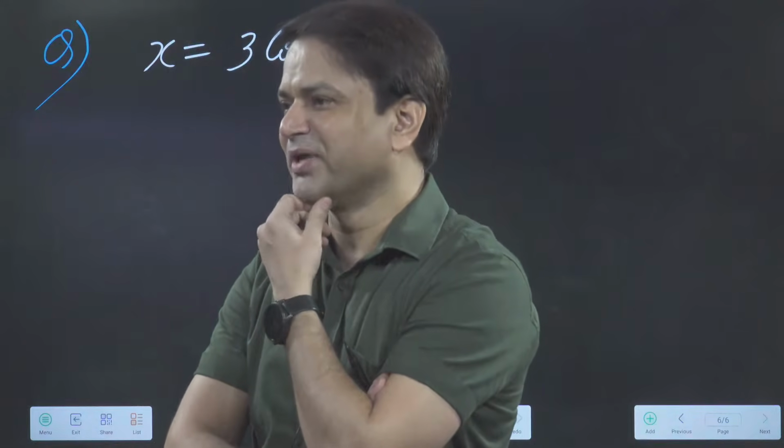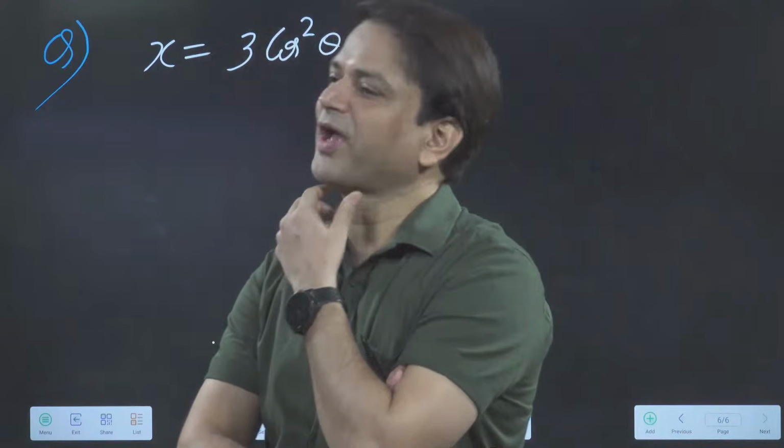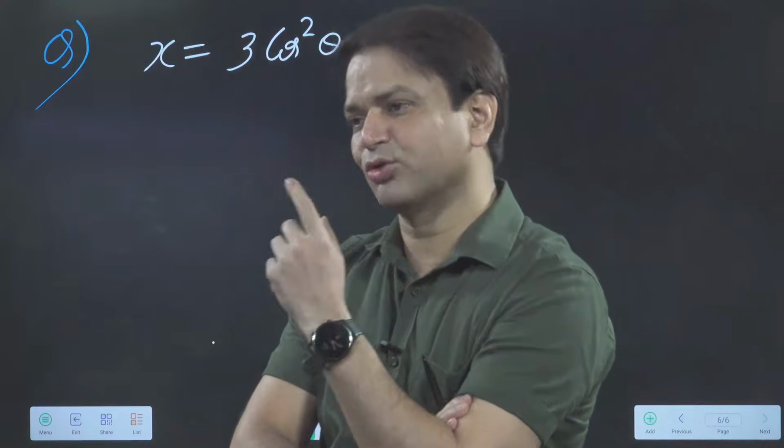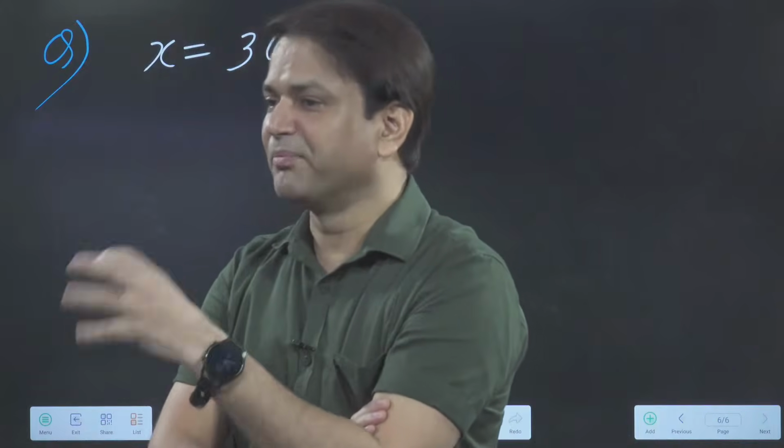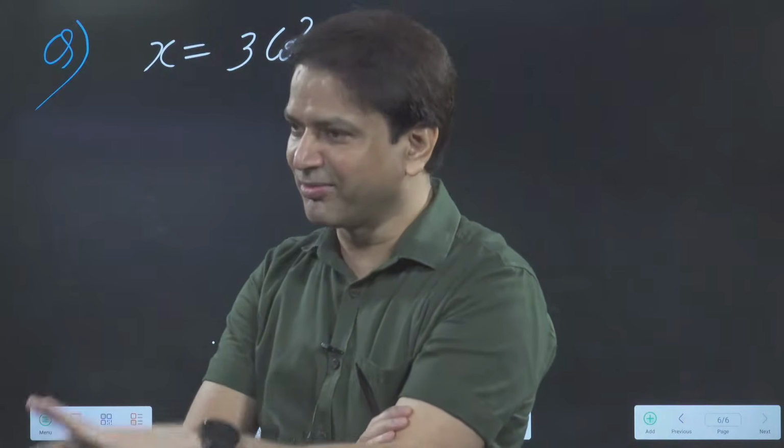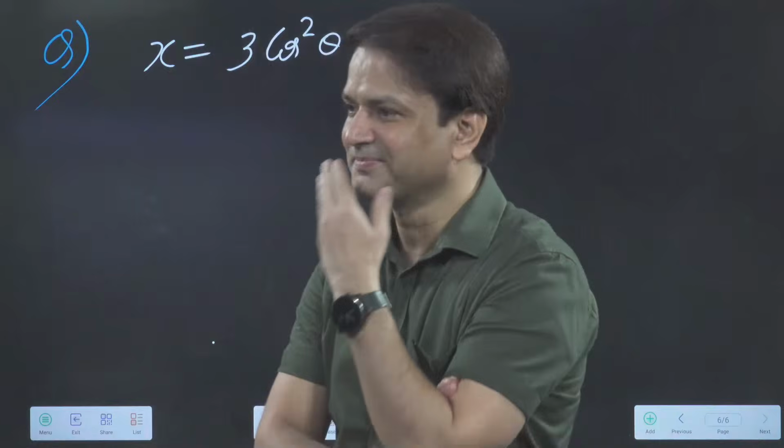Who is saying the minimum value is 3? If I am asking what is the maximum value of x, then you will say 3, because the maximum value of cos theta is 1. So maximum is 3, minimum is 3, means it will always be 3.